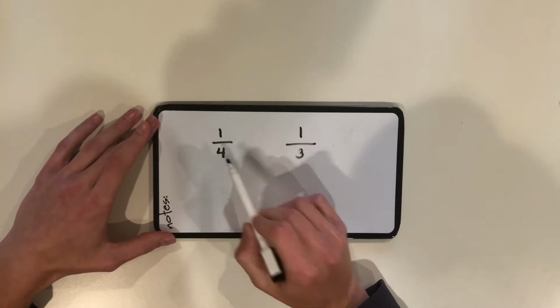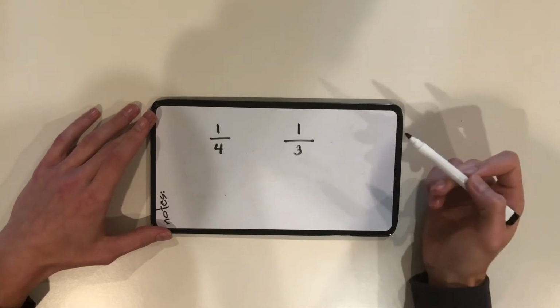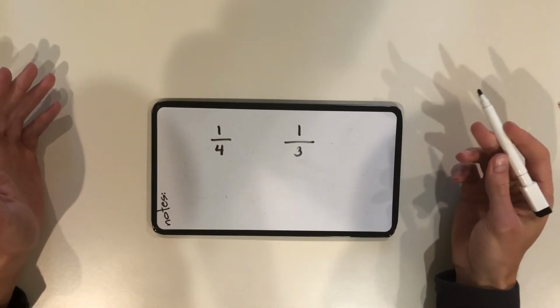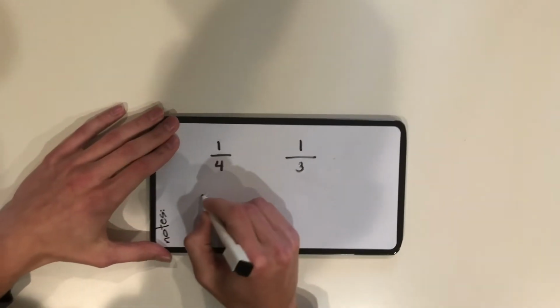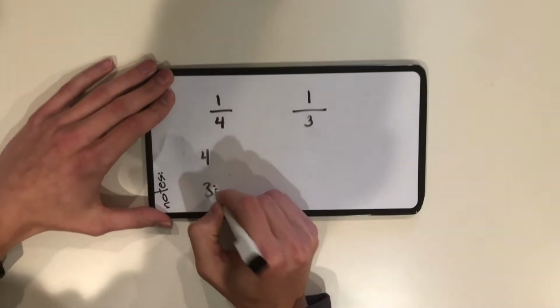Two different denominators: this one has 4 and this one has 3. So how are we going to figure out what we should make the denominator that they both share? It has to be a multiple of both the numbers, so we're going to start out by making a list.